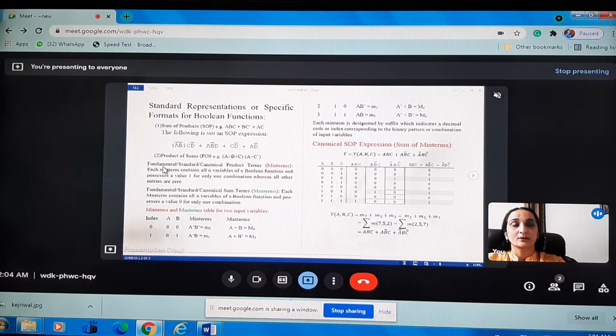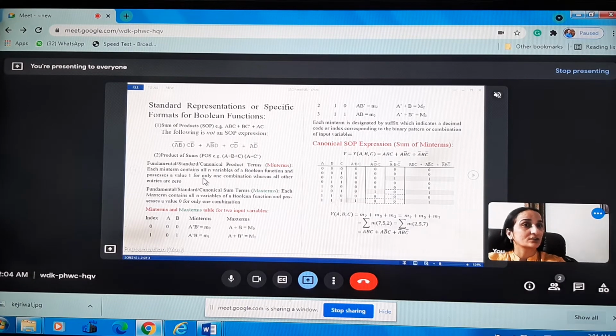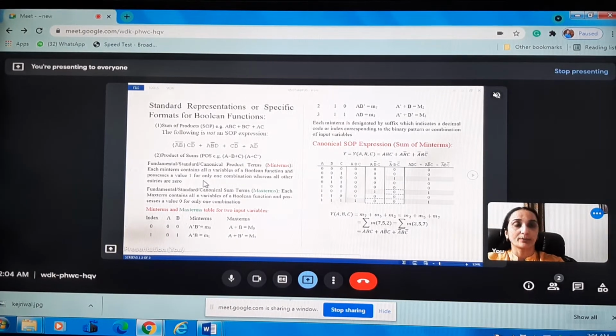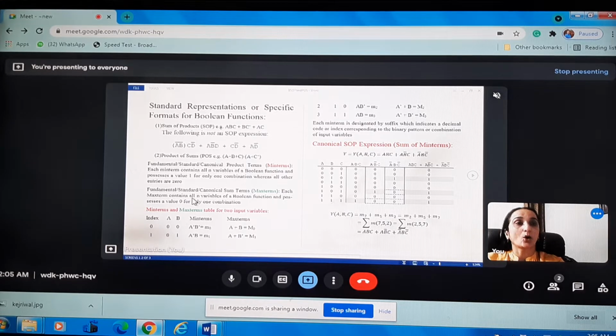Now, fundamental product terms, standard product terms, canonical product terms, or you can say min terms. Min terms are the AND terms or product terms which contain all n variables of a Boolean function and they possess a value 1 for only one combination. Next is fundamental, standard, canonical sum terms, or you can say max terms. Max terms are the sum terms which contain all n variables of a Boolean function.